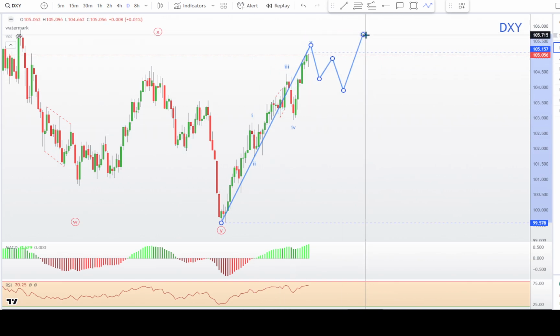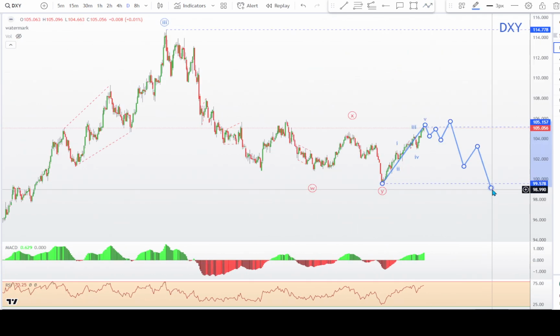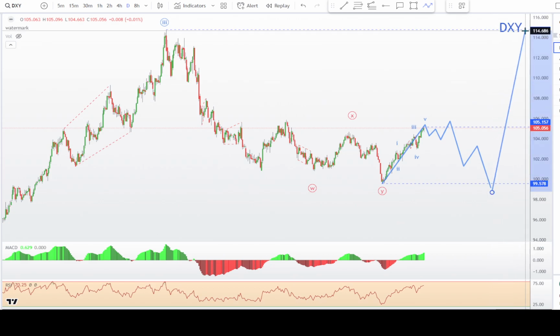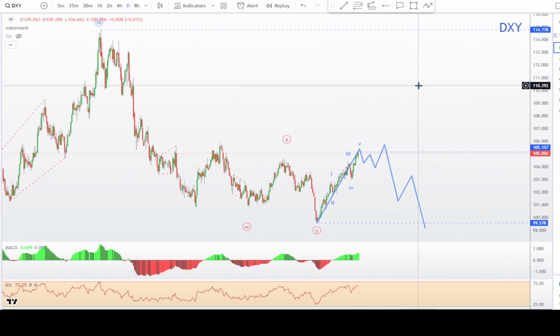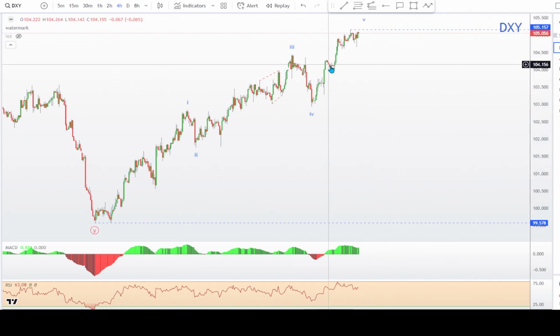So 1, 2, 3, and that'll be the X wave. And then I think they're going to come down still, break that 99.57 level and that'll be the Z wave. And then at that point, the dollar will be in a position to start working its way up to take out that high. So pretty much just like last week, it's just buying the dollar here.